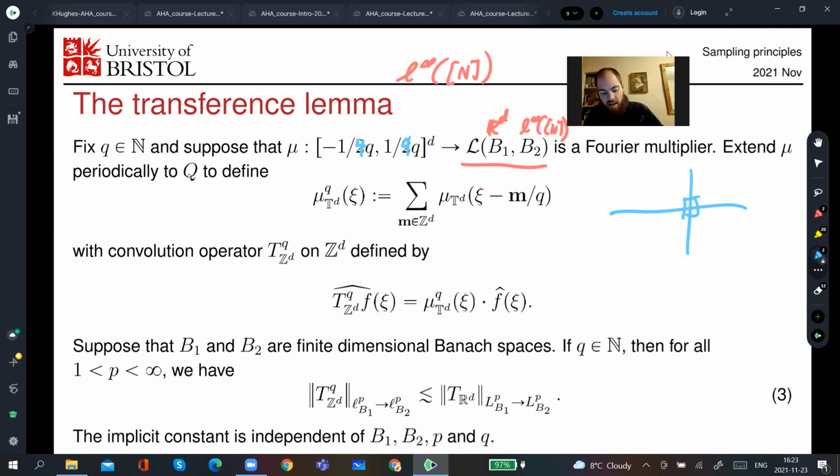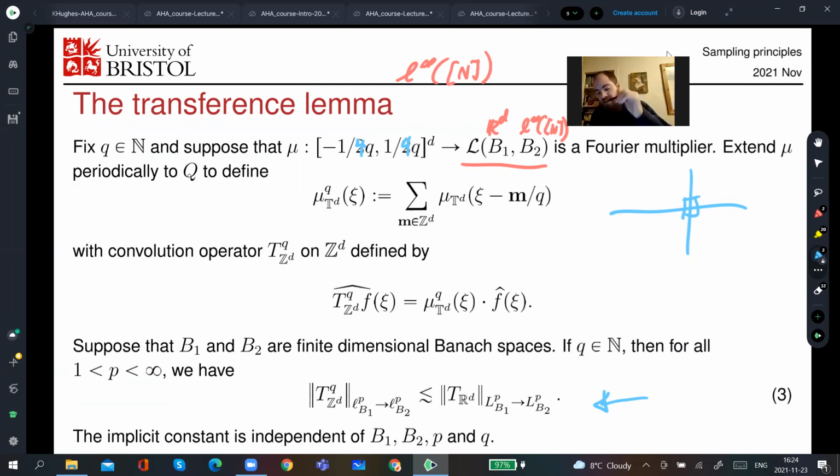Okay, this gives you an operator defined on the torus that depends on q, of course, and I'll keep track of that dependence for the moment. And it's just given as Fourier multiplication. What they showed is this inequality, which is the transference principle. They proved a bound that allows you to go from little L^p, taking values inside the Banach space B1 and mapping those to little L^p taking values in a Banach space B2.